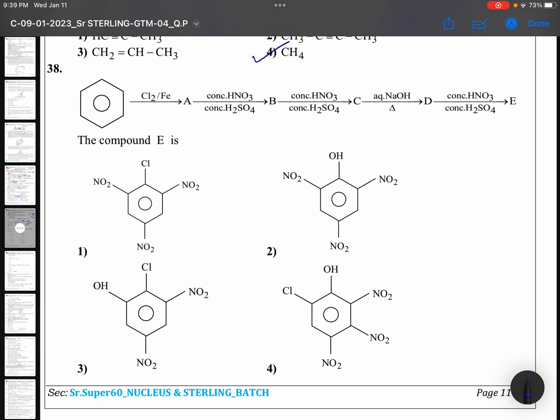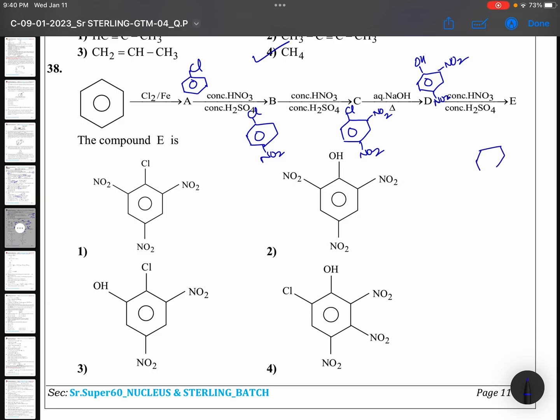Sorry. Here A is chlorobenzene. B: chlorine is ortho-para-director. And again we are using concentrated HNO3 and concentrated H2SO4. Then aqueous NaOH we are using. Chlorine will be replaced. This becomes easy due to the presence of two NO2 groups. One more time we are going. OH is ortho-para-director. So NO2 at these two places. Option 2.